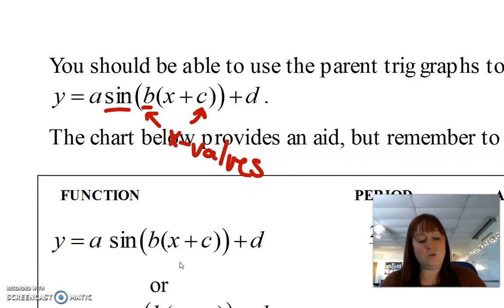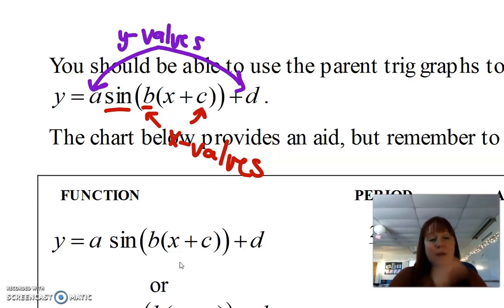And then you notice that a and d are outside the function, so it's going to mess with our y values, okay? So then we have to decide what are they going to do to those values, right? Okay, so remember c and d are shifts. They are going to shift them left or right or up or down.